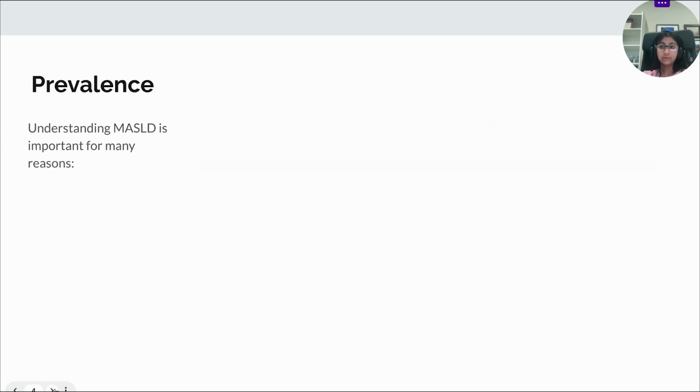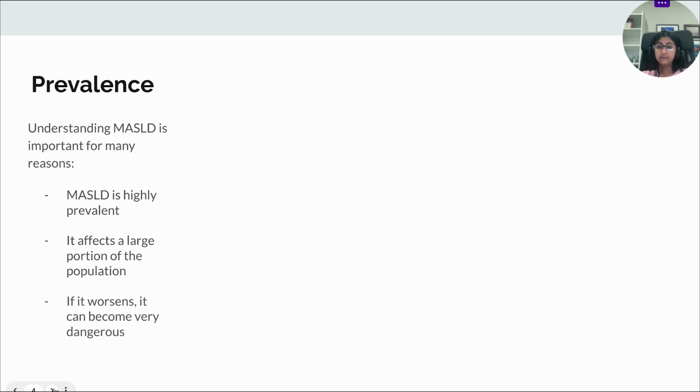Prevalence. Understanding MASLD is important for many reasons. MASLD is highly prevalent and a widespread disease. It affects a large portion of the population, and if it worsens, it can become very dangerous.